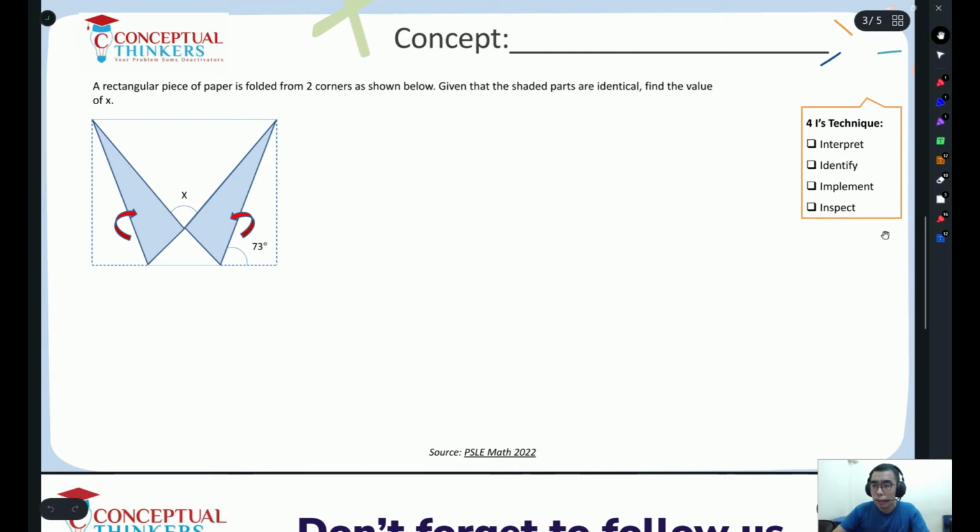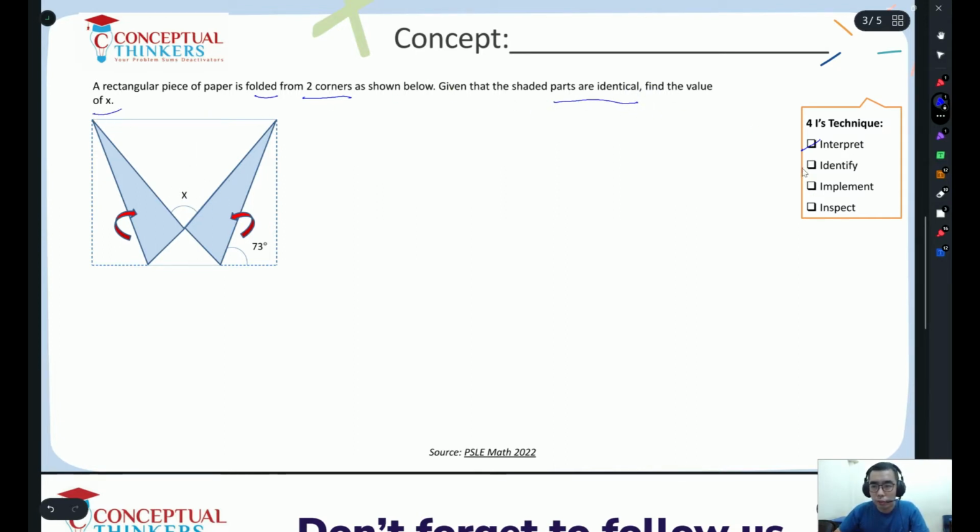Okay, so this is the diagram that I managed to get and ask around. So let's first interpret the question. A rectangular piece of paper is folded from two corners. Given that the shaded parts are identical, now this is very important, they are identical, find the value of x. So this is the value of x here.